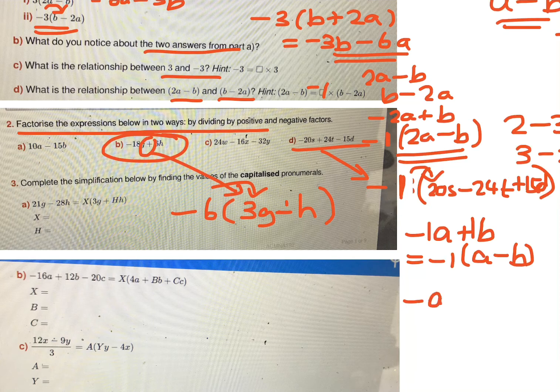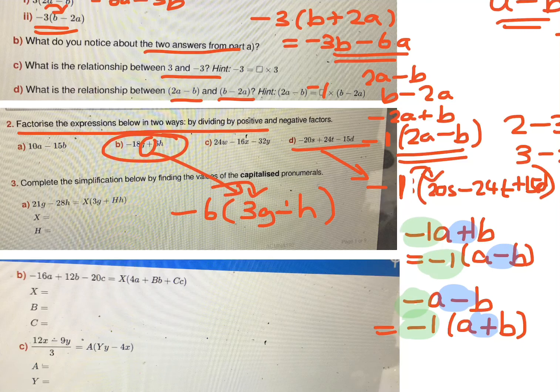And let's do minus a minus b. Take out a minus 1. Minus 1 times a is minus a. A minus times a plus will give you that minus. So you've got to change the sign. So notice the sign changed here from minus to plus, and the sign changed here from plus to minus. And also notice that I did take out a minus factor out the front each time.